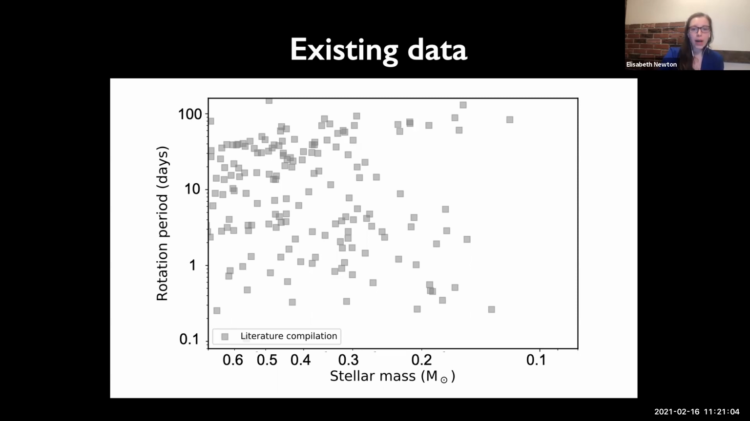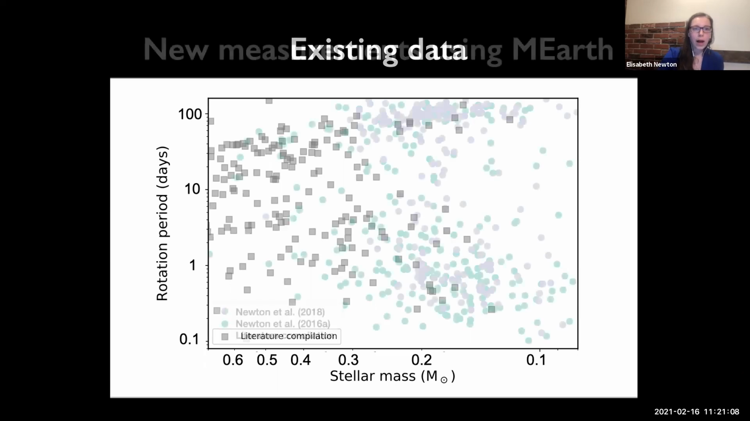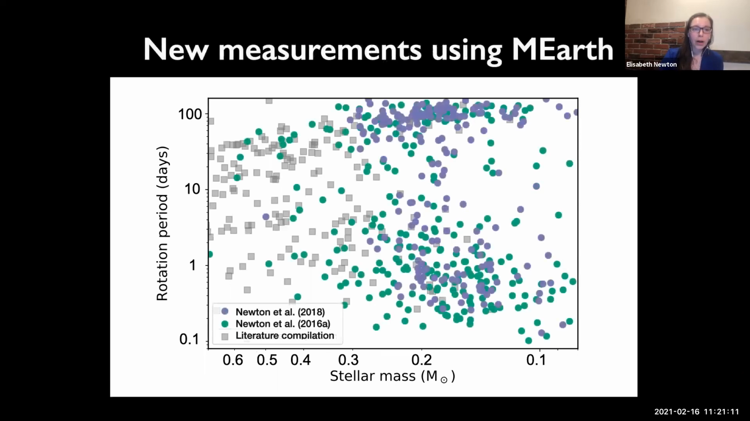These gray points are rotation periods that we compiled from the literature. And here in green and purple are the rotation period measurements that we made. Our survey was relatively unique in that it was sensitive to both very short periods, like the fastest period we measure is about 1/10 of a day, and also to very long periods. Our survey spanned many months to years in some cases, allowing us to measure rotation periods on month timescales.